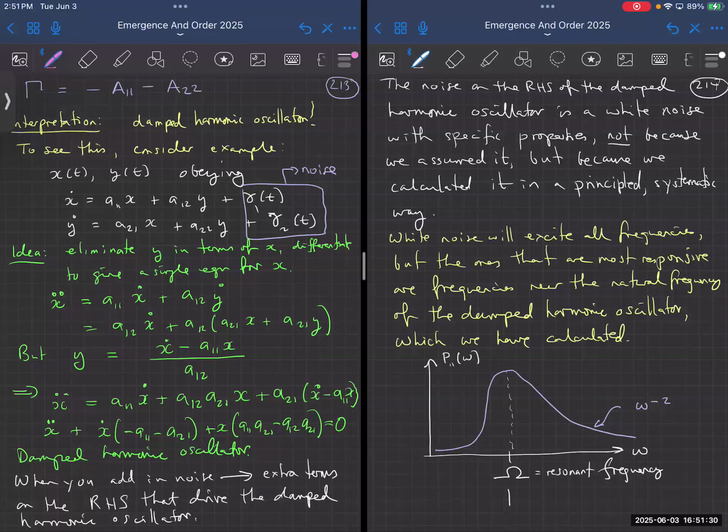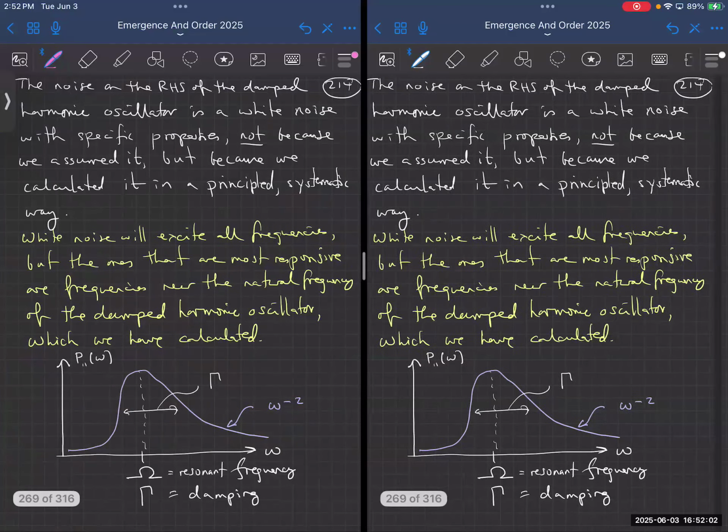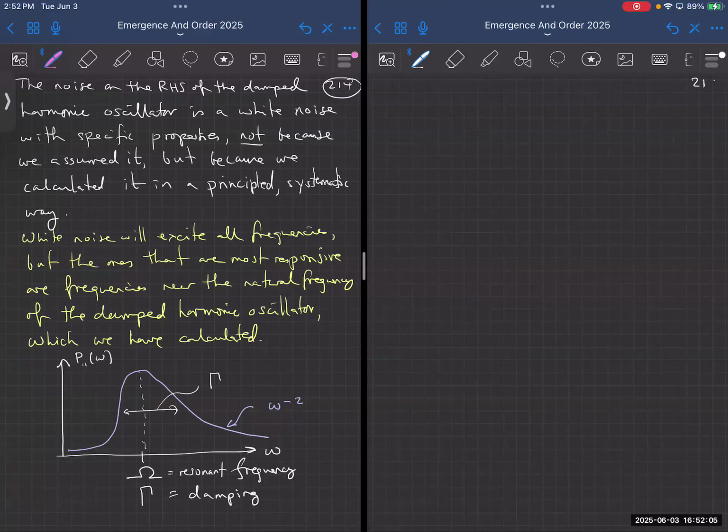And then gamma is the damping. So if I look at this power spectrum, if I had no damping, this power spectrum would just be a delta function at capital omega. So the width of this power spectrum is somehow related to gamma. And again, these are things that we've calculated just from our microscopic level of description, which are the rate equations for this predator-prey system.